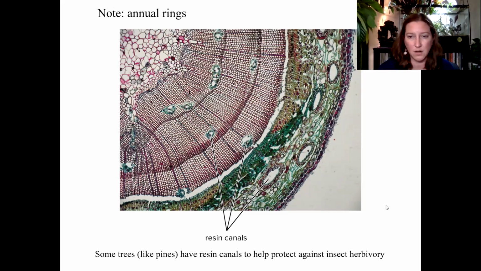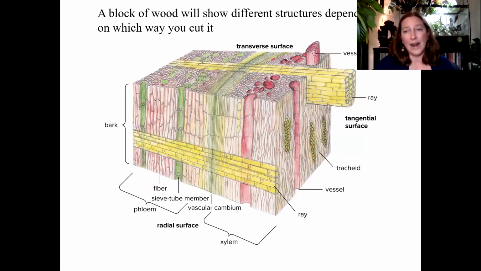Don't worry about resin canals. I don't care about those. And I don't really care about this part either. I just wanted to show you, if any of you are carpenters or do any sort of stuff with wood and you care about wood grain, right? I just want to show you that a block of wood will show you different structures depending on how you cut it. I guess if you're a carpenter, you probably already knew that, but maybe you're an amateur carpenter, right? Maybe during the pandemic, you were like, I'm going to start building things. So this could help you, I guess. But yeah, depending on how you cut a block of wood, you'll see different structures.